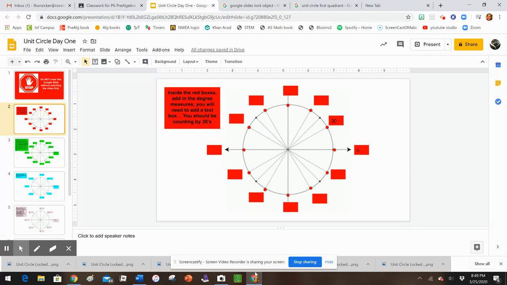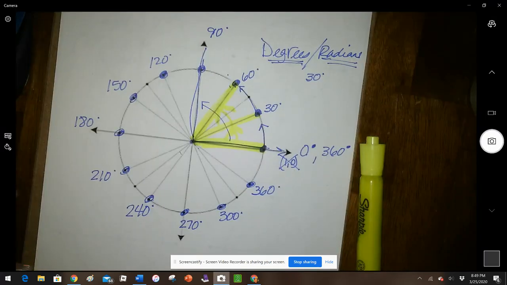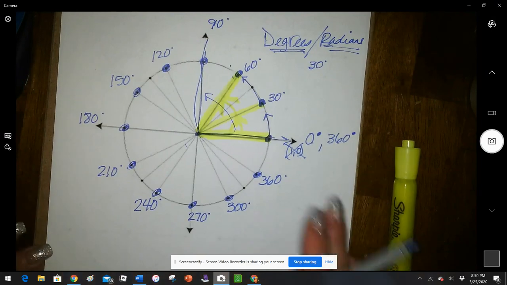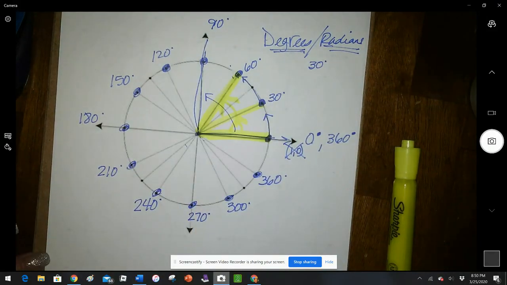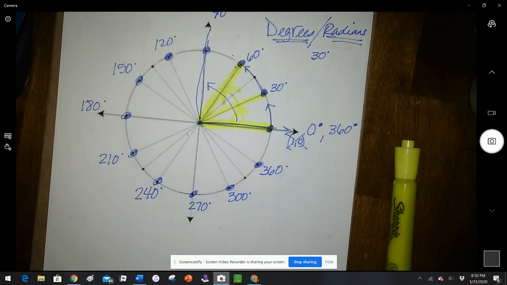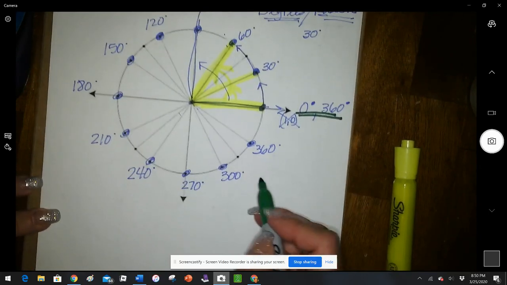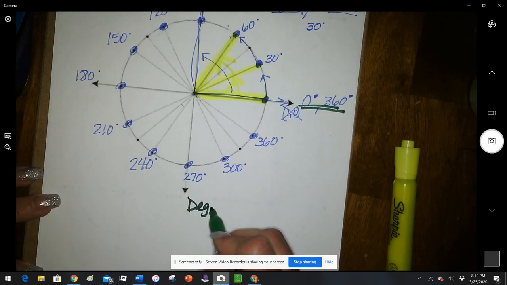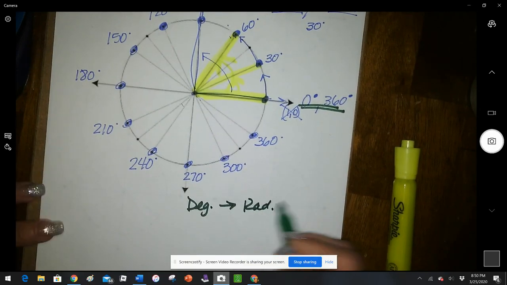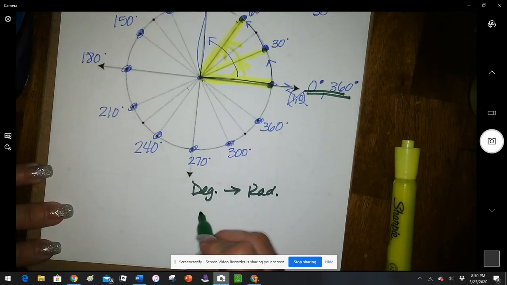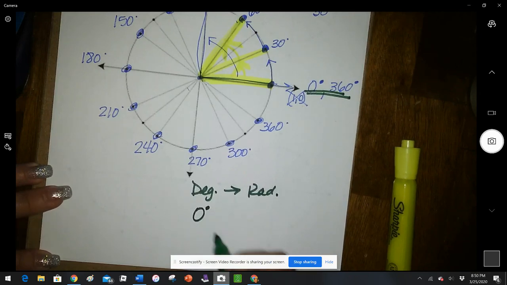The next part is where you're going to be converting these degrees into radians. And I want to spend just a second doing that with you, okay? So let's go take these points over here. If you're going to convert from degrees into radians, this was another lesson that we did. Remember, you're going to take the degree and you're going to multiply it by pi over 180.